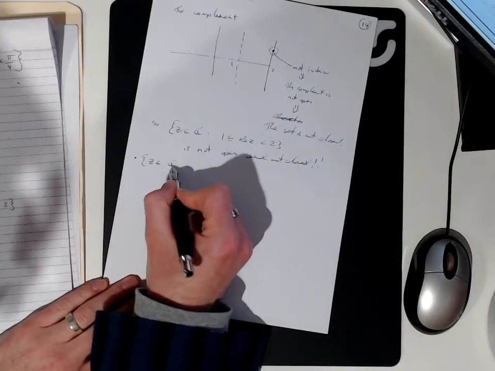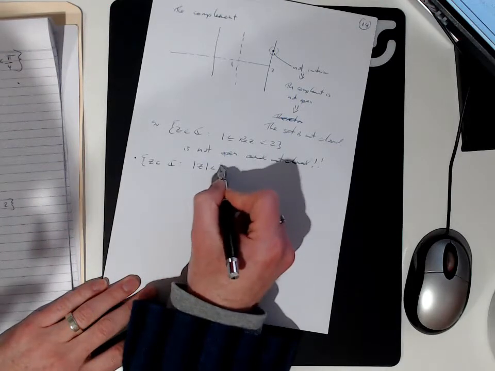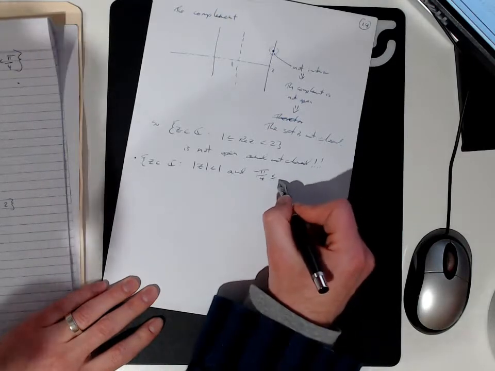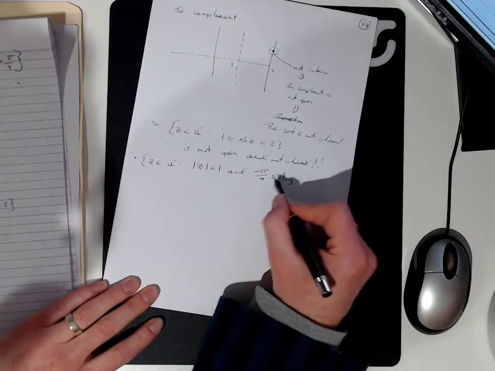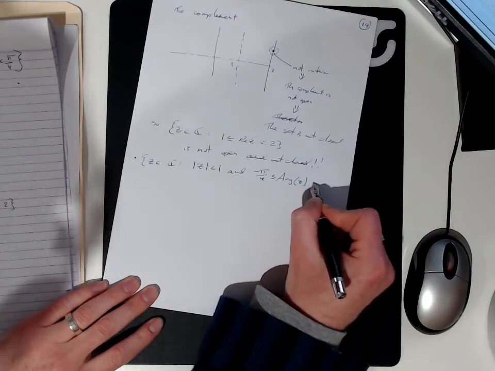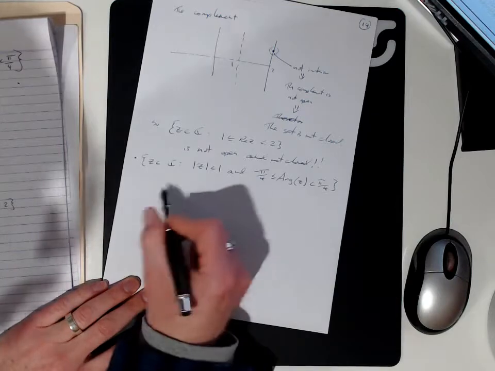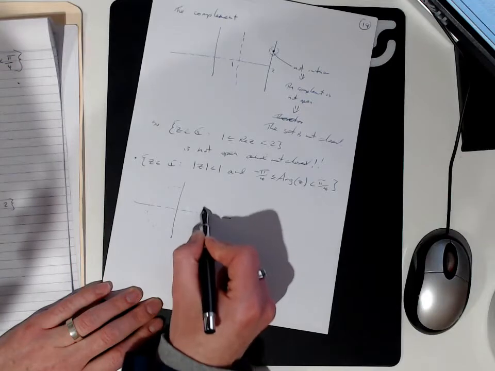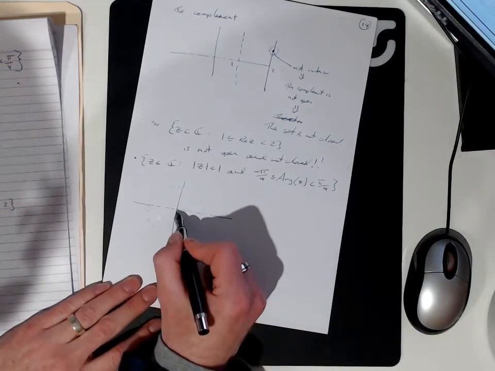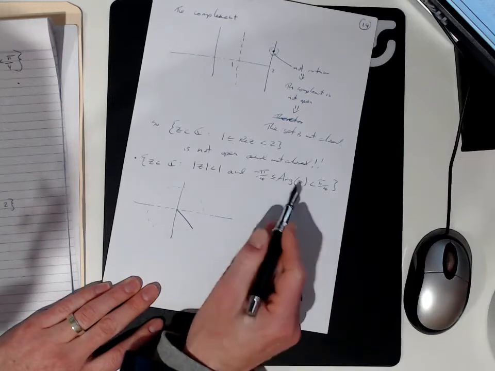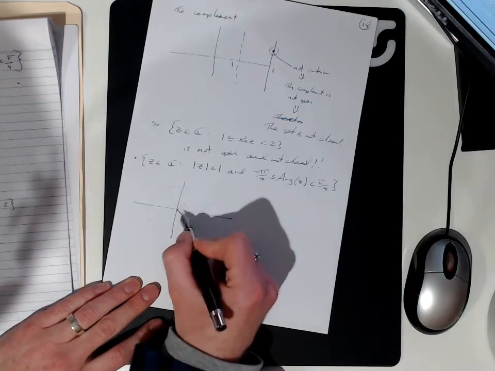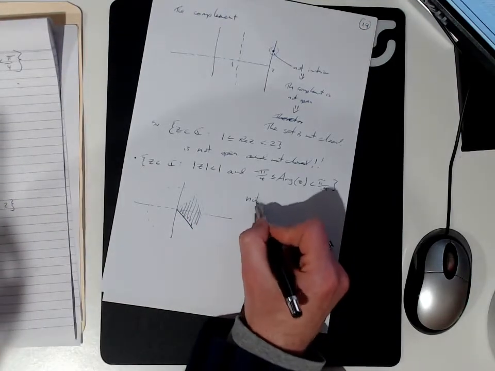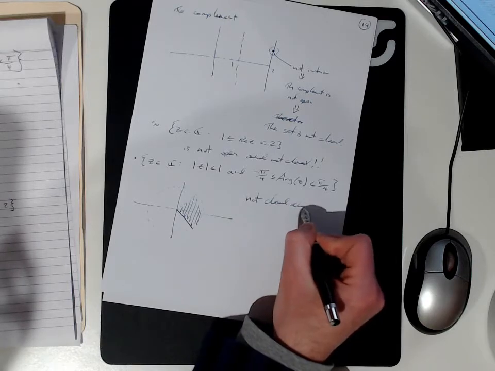z, an element of the complex numbers, modulus less than 1, and the principal argument greater than or equal to negative pi over 4, and strictly less than pi over 4. Okay, so modulus is 1, and it's strictly less than, so we don't include the edge. Negative pi over 4 is there, and we do include that. And there's pi over 4 there. So that's everything in here. Same reasons as before. Not closed. And not open.